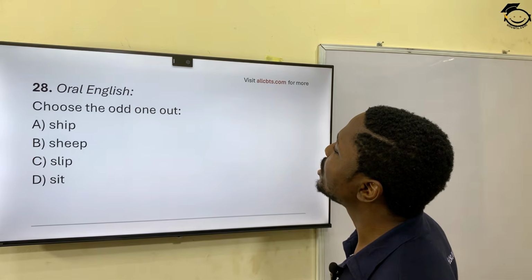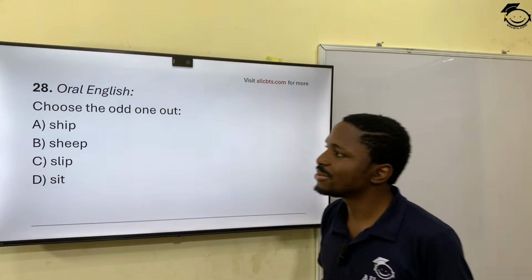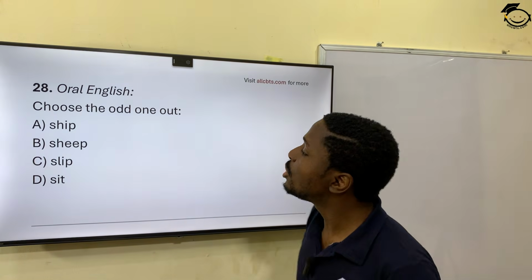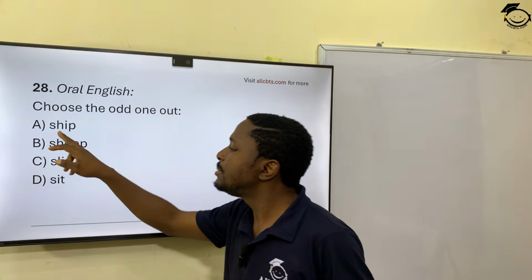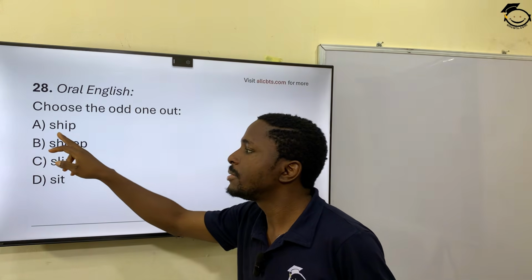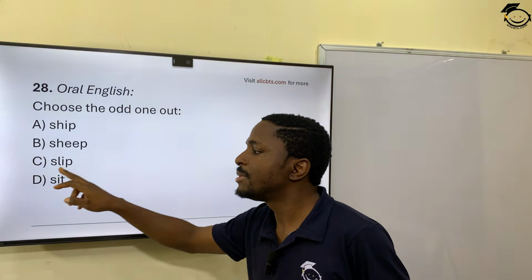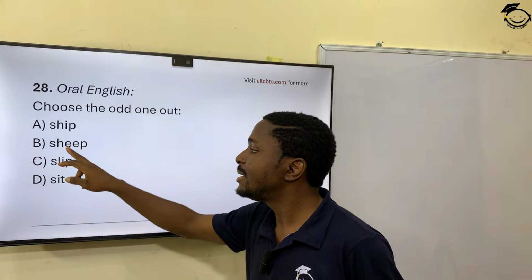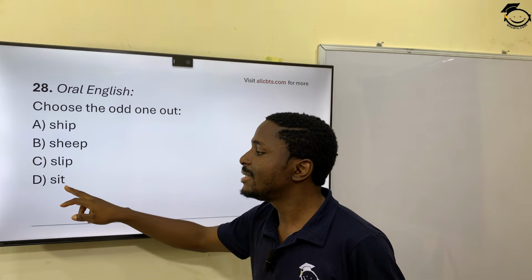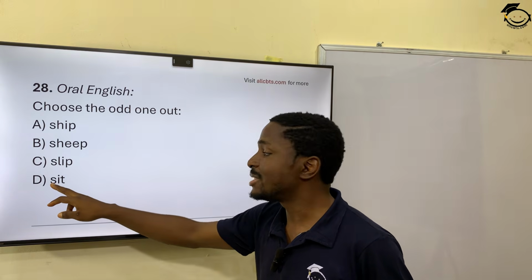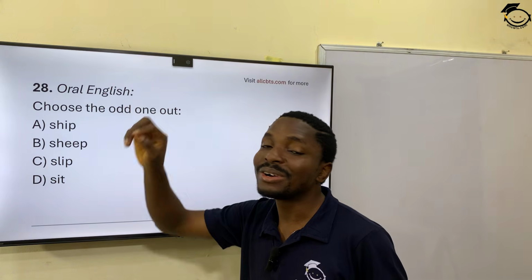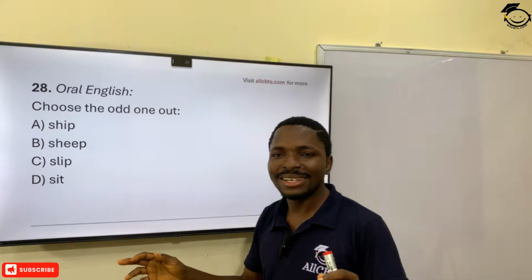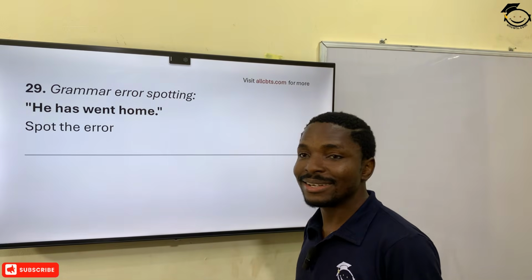So 28. Choose the odd one out. This is also oral English, like sounds. We have sheep, sleep, sit. Look at those sounds. Sheep, sleep, sit. This one is a short e. The others are long e.